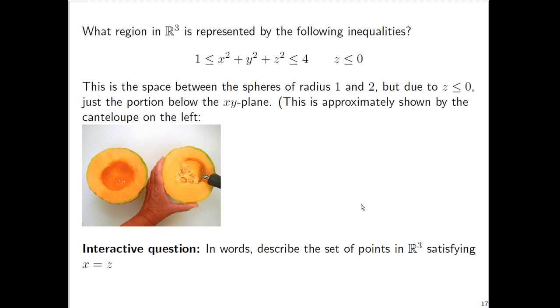Okay, here's your interactive question for the day. In words, describe the set of points in three-dimensional space satisfying x equals z.